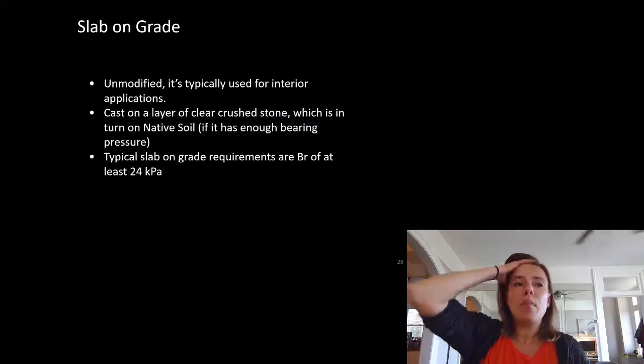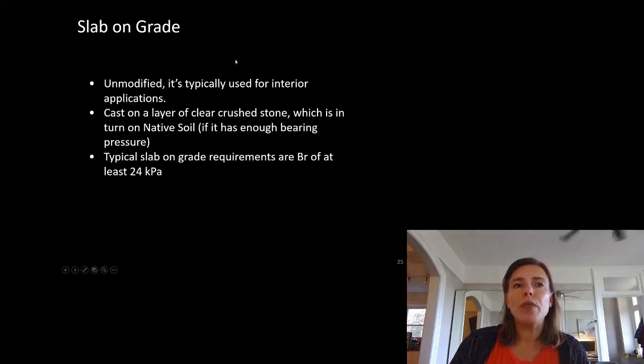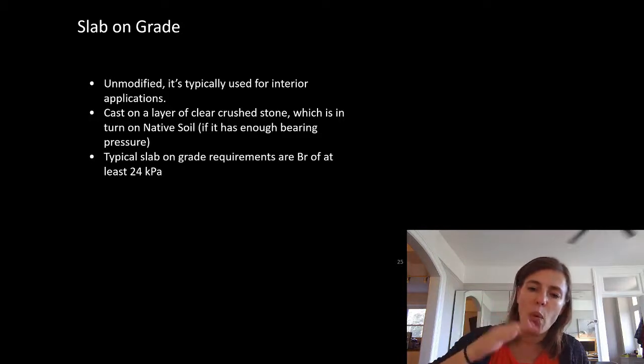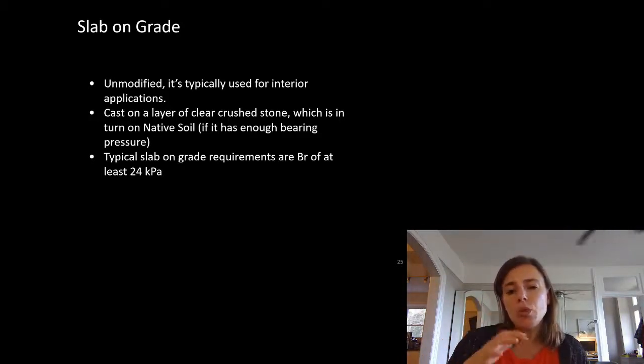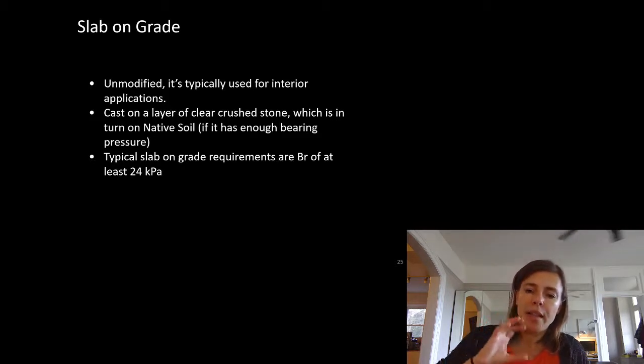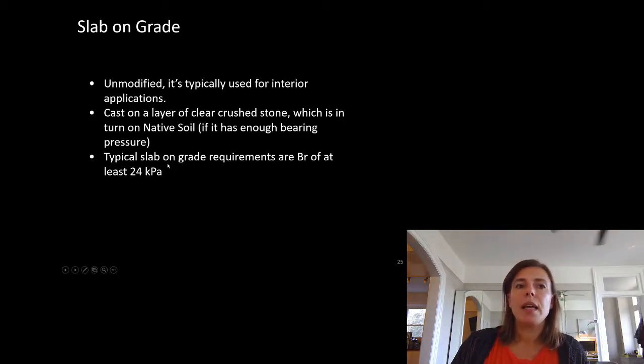Slab on grade. Often we use it for interior applications. So just the basic slab on grade, we use it inside buildings as the kind of bottom surface of our building. So it gets poured directly on soil. Usually it's not just the native soil. We take away a little bit of the soil and put down clear crushed stone. Then it's on the native soil below that, assuming it has enough bearing capacity. The bearing capacity requirement for a slab on grade is 24 kPa. This, fantastic exam question as well, which means fantastic assignment question. A slab on grade typically has a bearing requirement of 24 kPa.